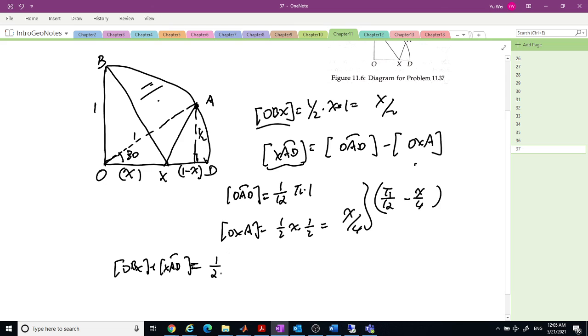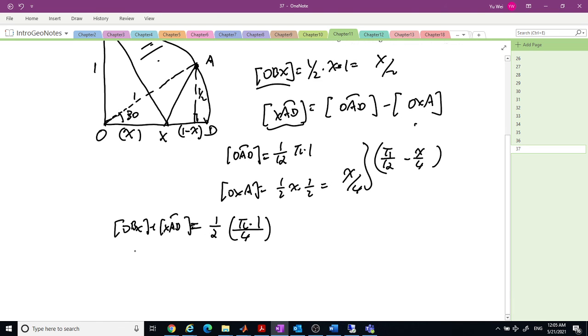The half of the quarter circle. So half of pi times 1 divided by 4. Okay, now let's add them together. It will be pi over 12 plus x over 4 is equal to pi over 8. Then after solving, we can see x equals pi over 6. Okay, so that's it for this chapter. Thank you.